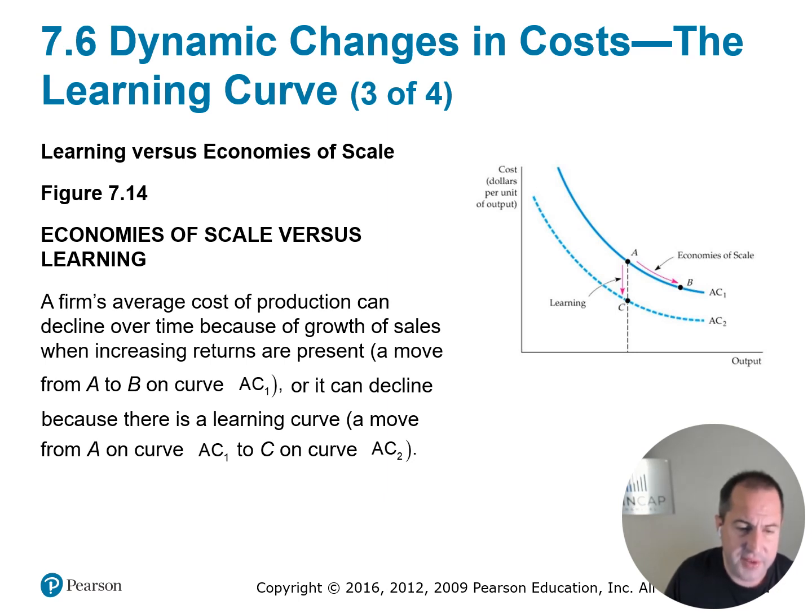Learning versus economies of scale. A firm's average cost of production can decline over time because of the growth of the sales when increasing returns are present, or it can decline because there is a learning curve. So if you hear that a company just decided to outsource its entire sales department to another organization, maybe it takes that new organization a year to get up to speed on how to sell that product or learn that product.